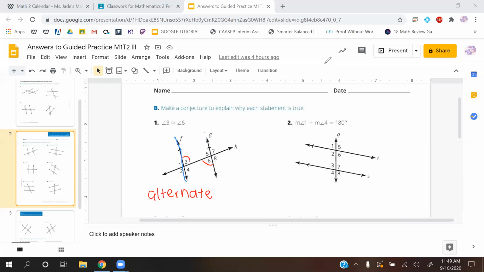They're in between, so these are interior angles. They're alternate interior, and then you just call it a theorem. So alternate interior angle theorem. I'll write that in black, neutral color. Okay, so angle 3 is congruent to angle 6 because of the alternate interior angle theorem.